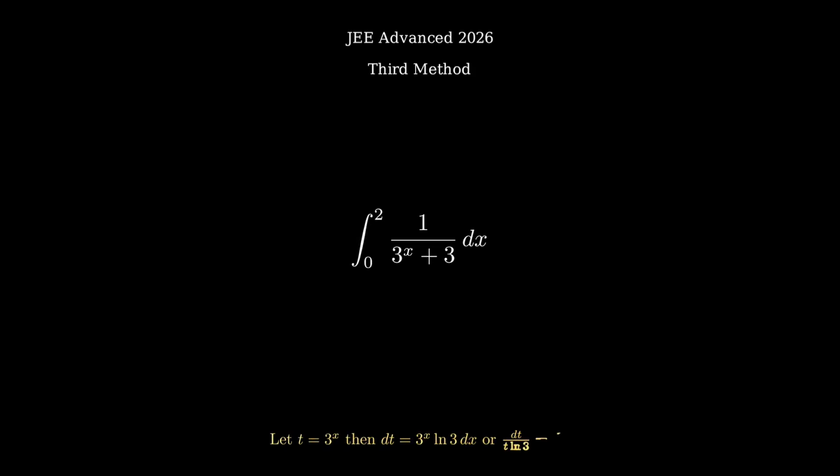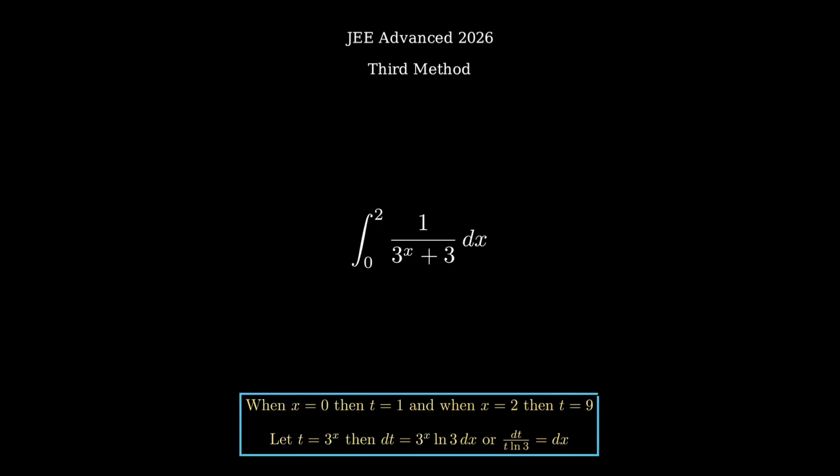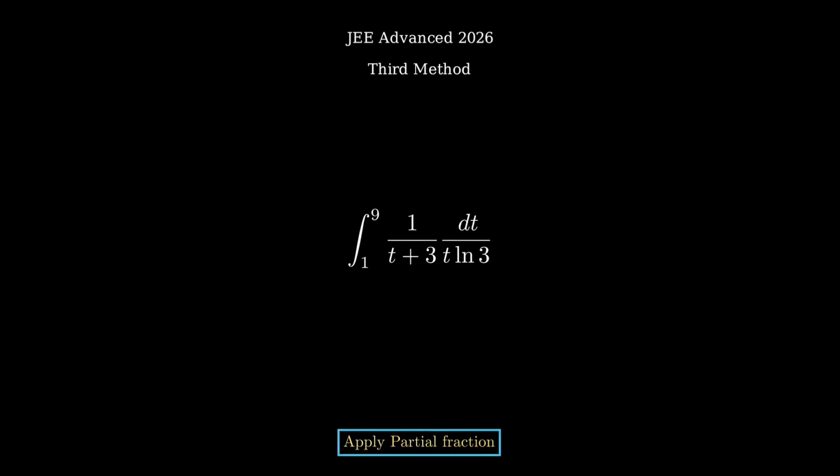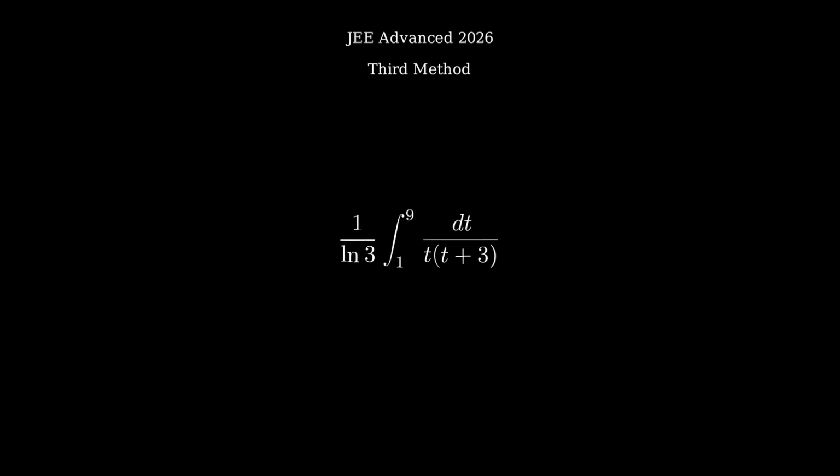Now coming towards the third method. Now let t equal 3 to the x, and then our differential will be dt by t ln 3 equals dx after rearranging it. Then our limits will be from 1 to 9. Now apply partial fractions. Take the ln 3 outside the integral, and after applying the partial fractions we get 1 by 3 outside, so we get 1 upon 3 ln 3 outside the integral.